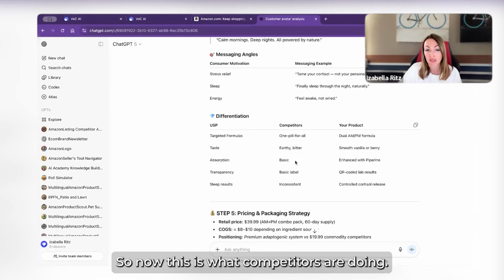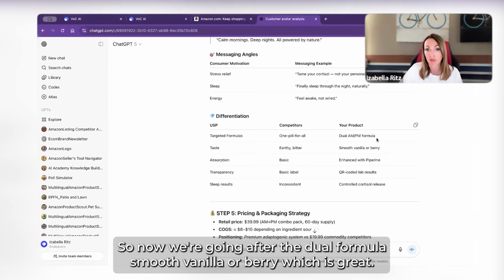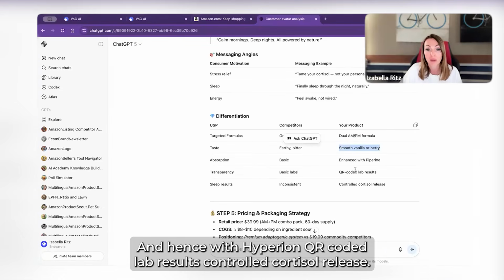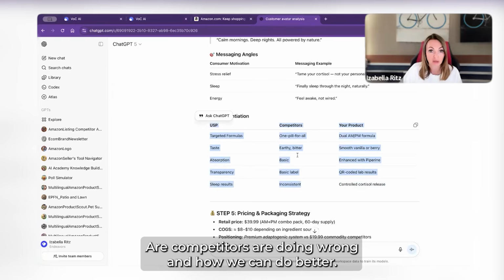So now this is what competitors are doing. Now what your product will be doing. So now we're going after the dual formula, smooth vanilla or berry, which is great, enhanced with the piperine, QR coded lab results, controlled cortisol release. So now we see the comparison chart, what our competitors are doing wrong and how we can do better.